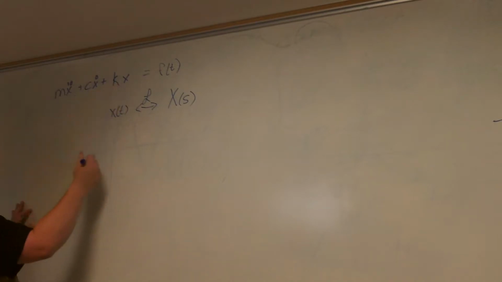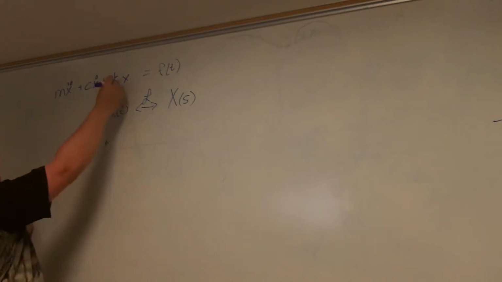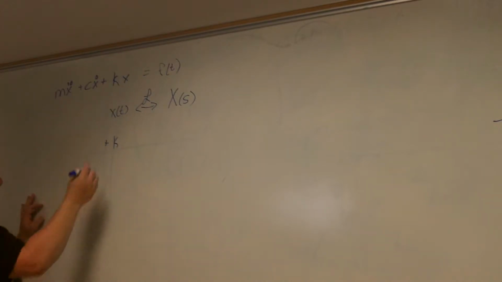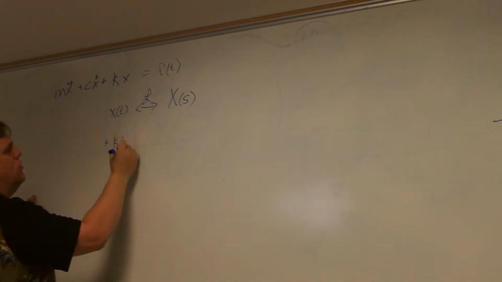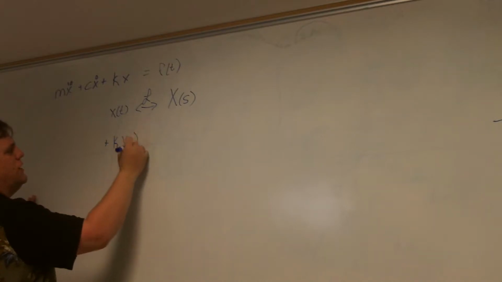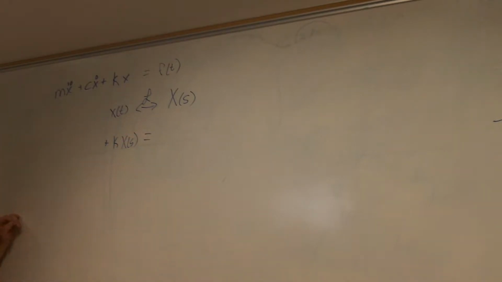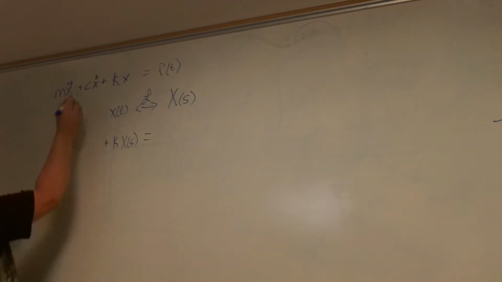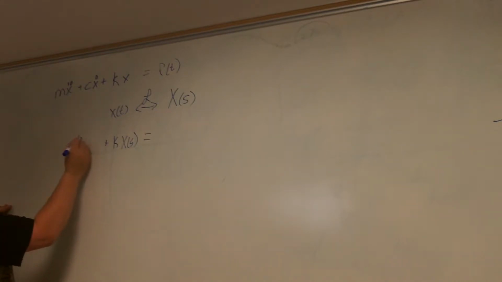So therefore, let me work from these terms. I've got k, that's just a constant. This is x of t, so when I take the Laplace transform, it's going to go to X of s. We agree? How about here? Well, this is x dot, right? So I've got plus c times x dot, but x dot just goes to s X of s, minus x at 0.